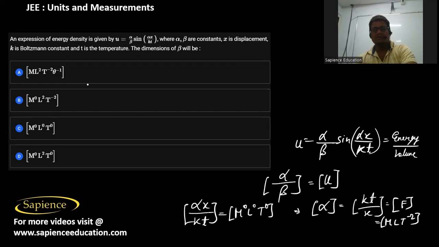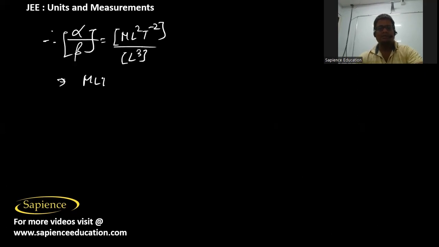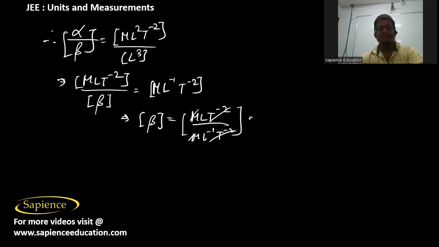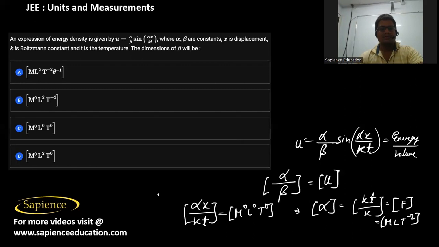Now therefore alpha has the dimension of force, which is MLT^-2, divided by the dimension of beta, that is equal to ML^-1T^-2. So therefore the dimension of beta is MLT^-2 divided by ML^-1T^-2. M will cancel, T will cancel, so this will be equal to L^2. So the dimension of beta is L^2. It means the dimension of beta is M^0 L^2 T^0. So option D is the correct answer.